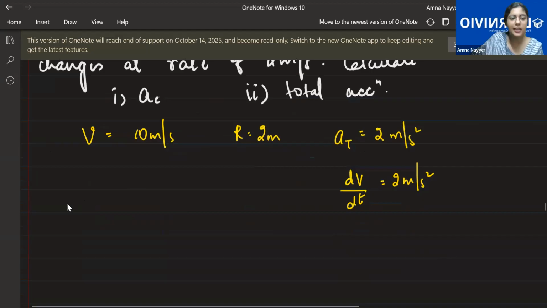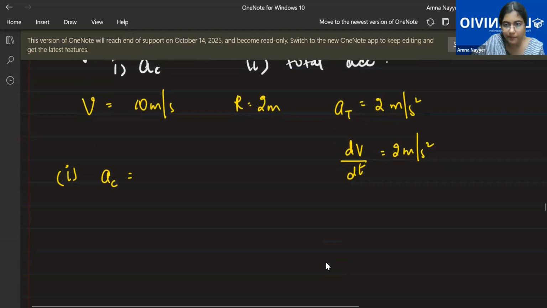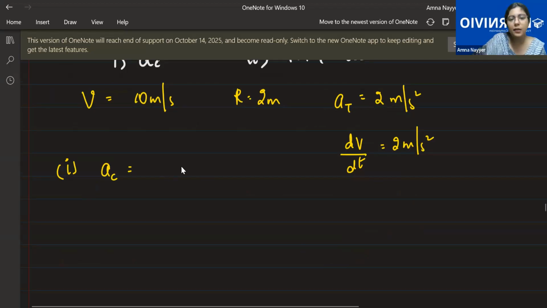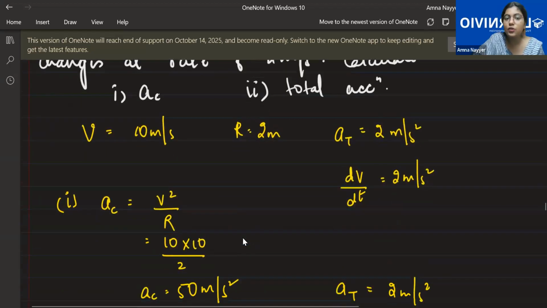Now first part says centripetal acceleration. Can it be like angular acceleration? This won't be angular acceleration because the unit will be radian per second square. Radian will come. Meter cannot come. Okay. Centripetal acceleration is v square divided by r. V is 10, so 10 into 10 divided by 2. This is 50 meters per second square, while the tangential acceleration is 2 meters per second square. Now it says total acceleration.